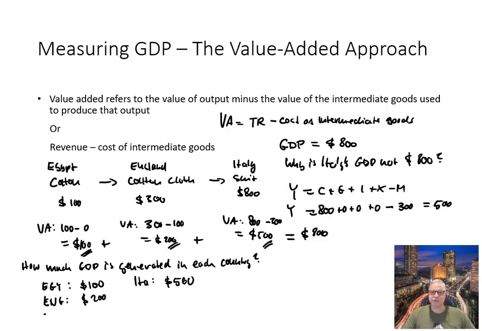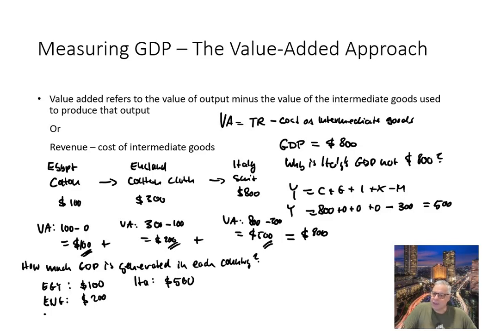And the best way to see that is if you just think again of world GDP. If Egypt, England and Italy would be one world, then of course it would be easy to see that the final market value of $800 for the suit, that's GDP, and this is also equal to the sum of all the value added, 100 plus 200 plus 500. But if the countries are treated separately, each value added is the GDP contribution in each country.